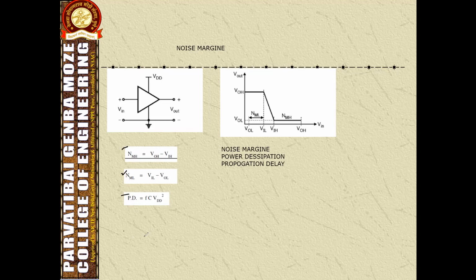The dynamic behavior of the inverter is specified in terms of the frequency response, where the dynamic behavior is characterized in terms of the time delay between the switching of the input from low to high and high to low, and the corresponding change appearing at the output. Such a time delay is called the propagation delay.